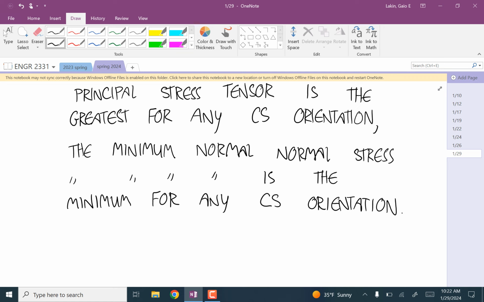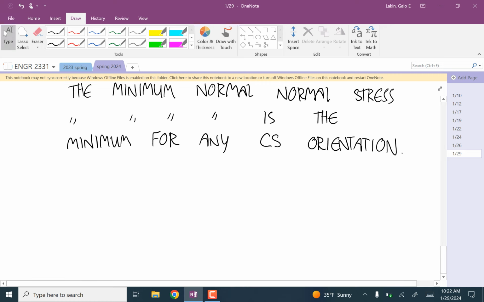Well, if your principal stress tensor is all normal stresses, how many non-zero values are there? 3, yep. The main diagonal is all it has. Of those 3 values, 1 is the maximum, 1 is the minimum. What does the middle one do? Not really anything, it's just in between those 2. It's just there.